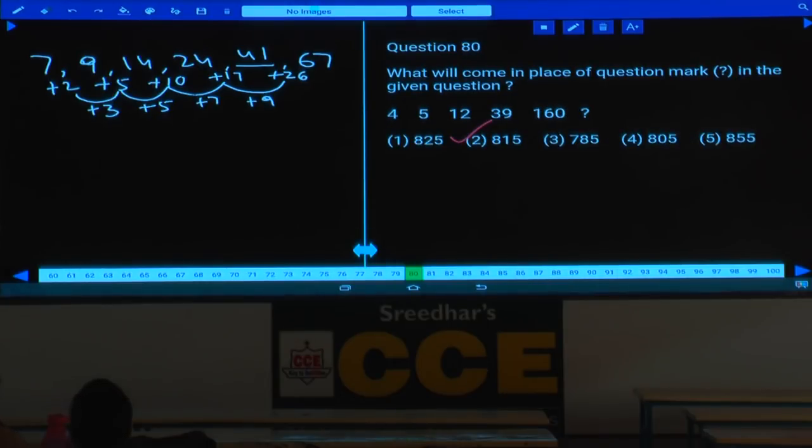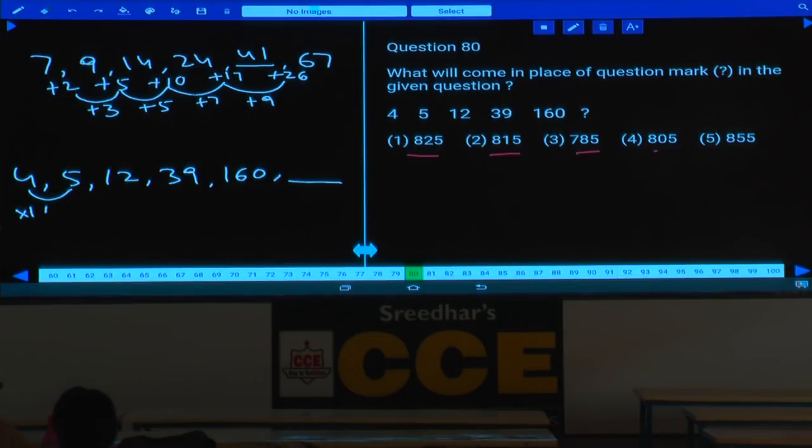Then question number 80: 4, 5, 12, 39 and 160. If you observe, the choices are 800, 700, 800 and so on. As the numbers are increasing at a very fast rate, it must be under either product or combination. But as 4 and 5 cannot be related by product alone, it must be under combination. How can you relate these two? 4 into 1 plus 1 is 5.